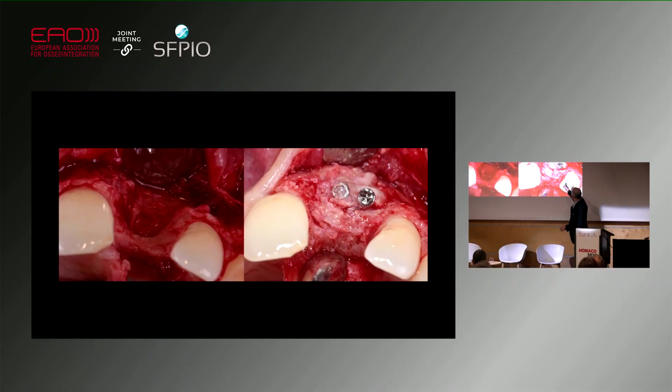And again, look at the different situation which we see here after a GBR procedure with bovine bone in that context.